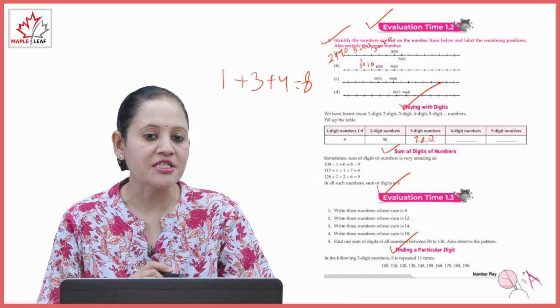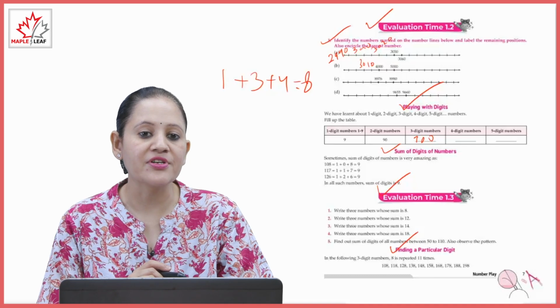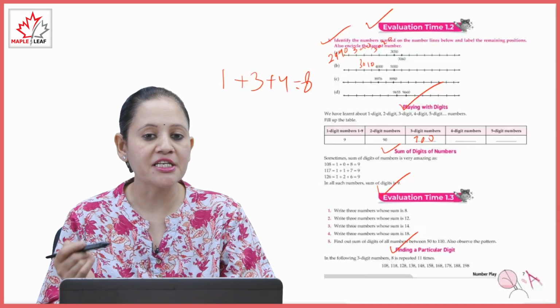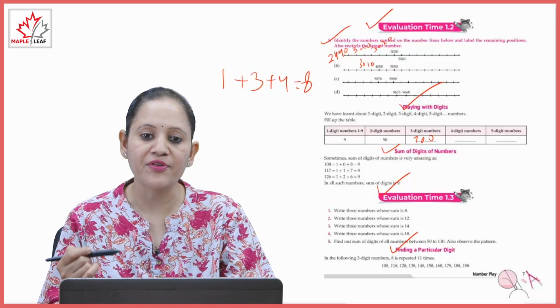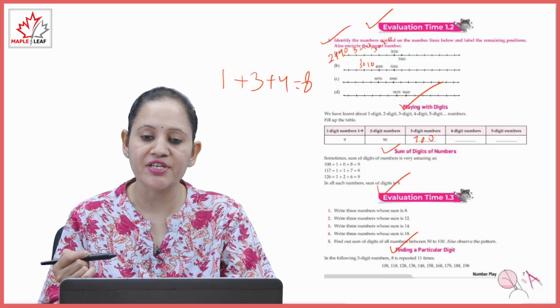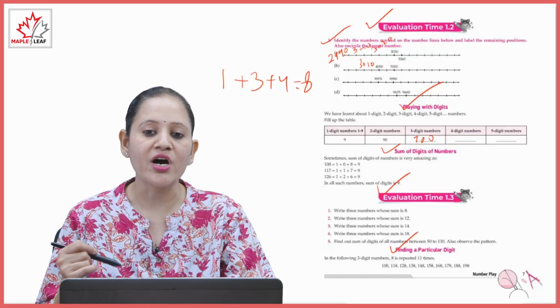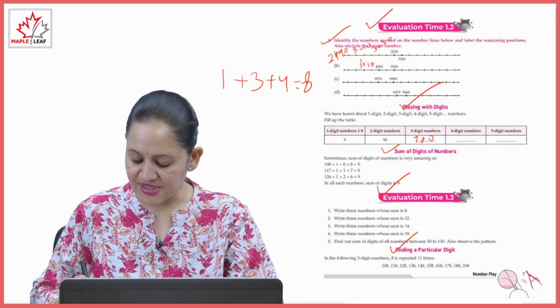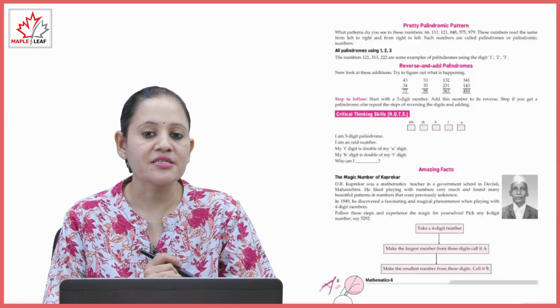In the following 3-digit numbers, 8 is repeated 11 times. So 108, 118, 128, 138, 148, 158, 168, 178, 188 and 198. Total 11 times 8 is repeated in these numbers.